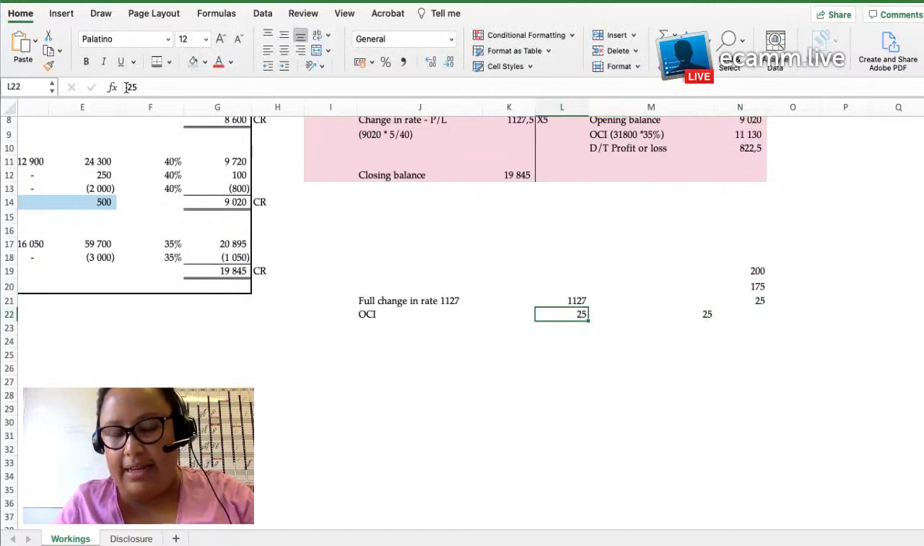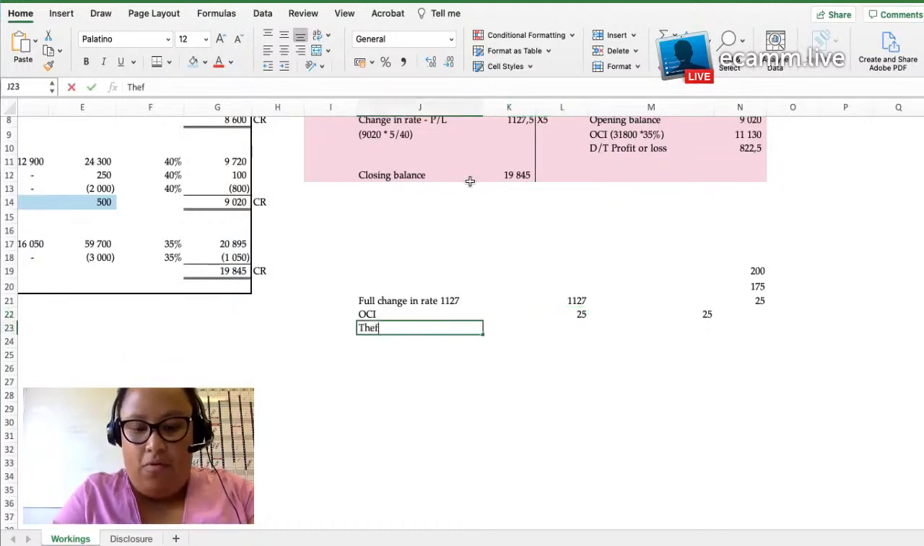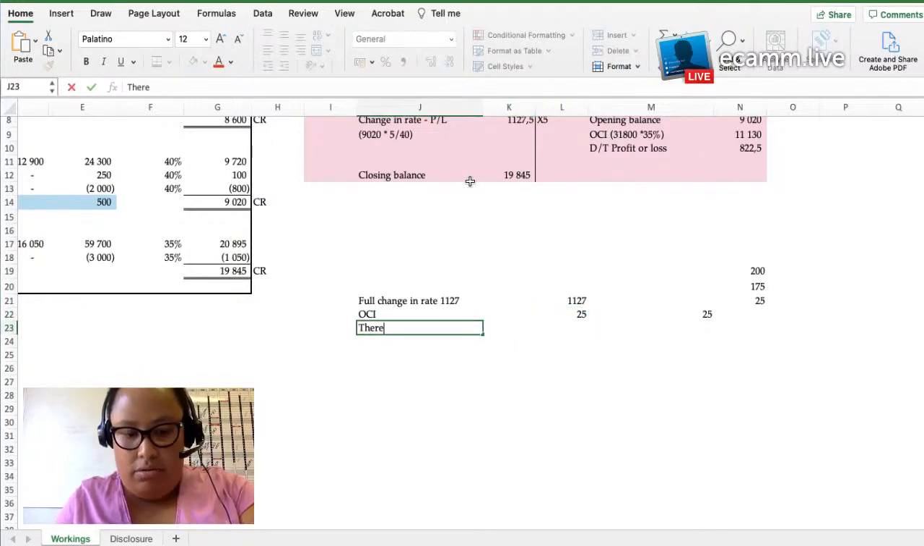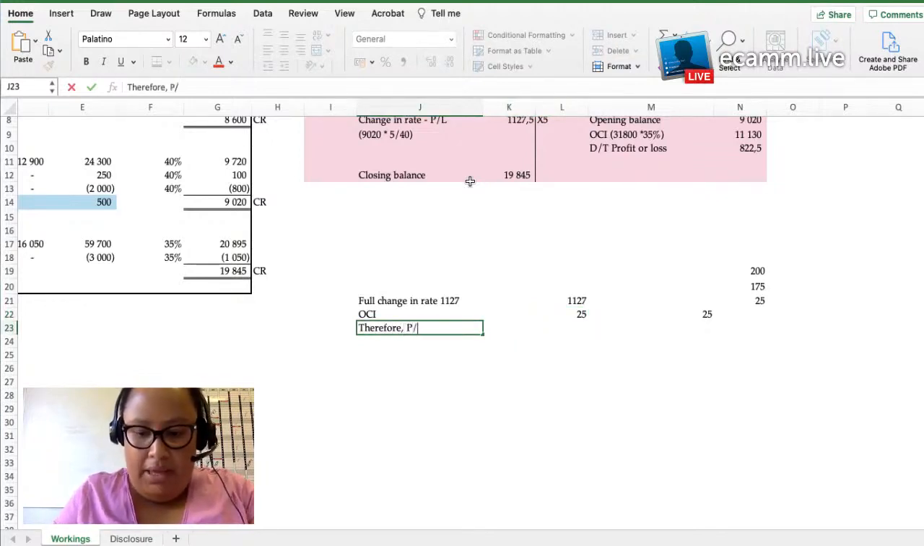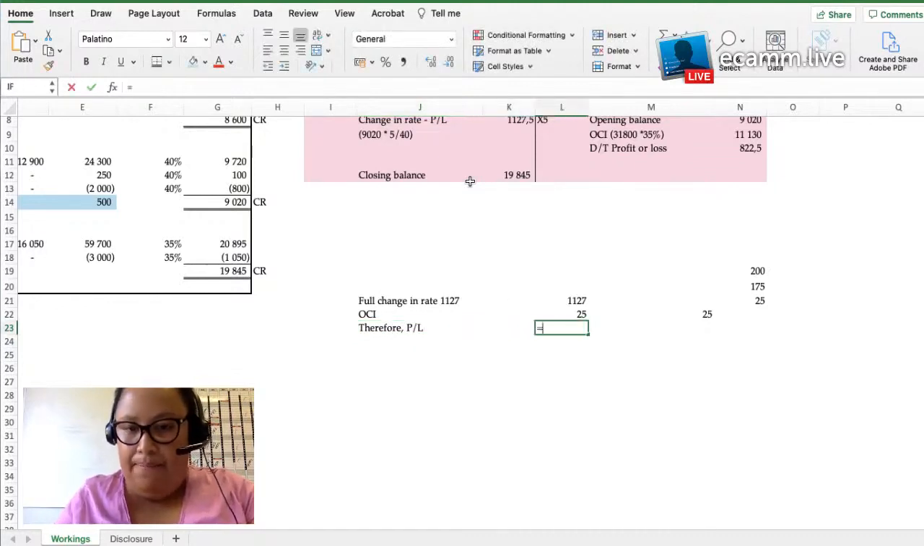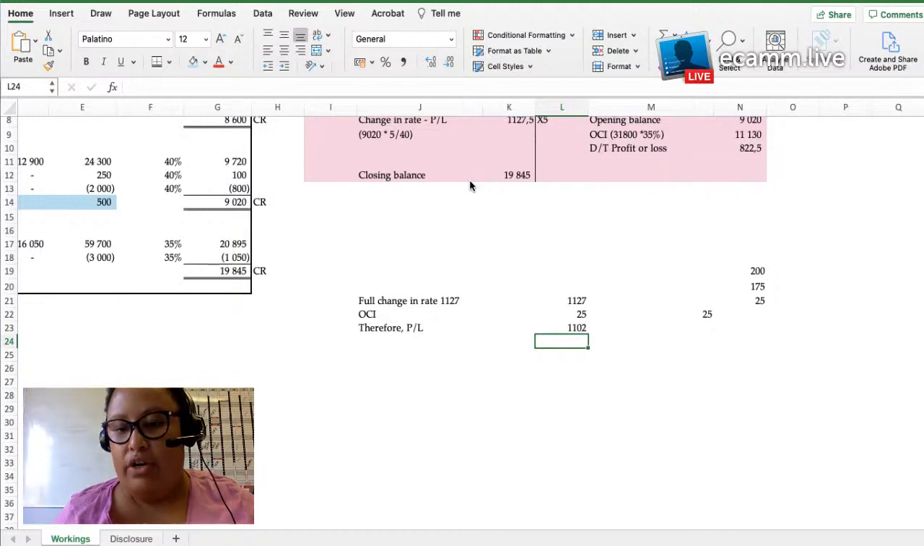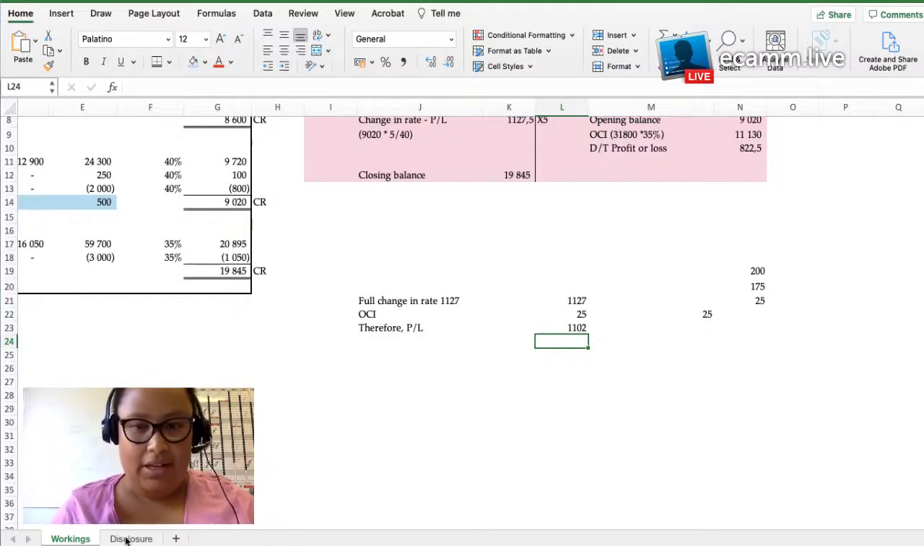Okay, so there I've just taken what my temporary difference is multiplied by the 5%, and then I would say therefore P and L must be the total movement minus what went through OCI, 1102. Okay, I hope that illustration over there helps. Okay, cool.